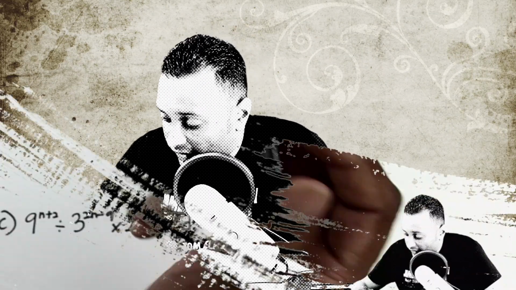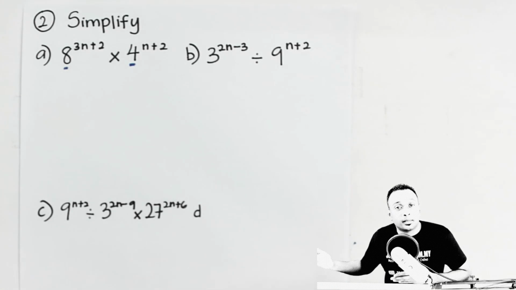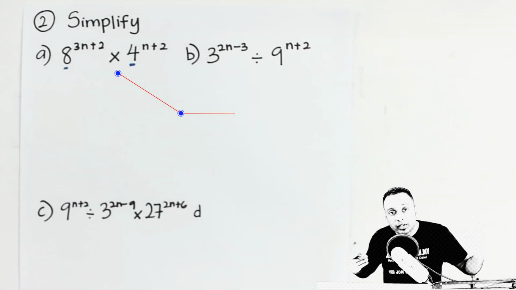So in this set of questions, apa yang cikgu nak buat, what I'm going to do is something a little different. Just now we did all the questions with the same base, kan? So sekarang cikgu nak buat soalan dengan base yang berbeza. Alright, so let's have a look at this question. Okay, we have 8 and then we have 4. Definitely they are not from the same base. If they are not from the same base, then we cannot do the index method.